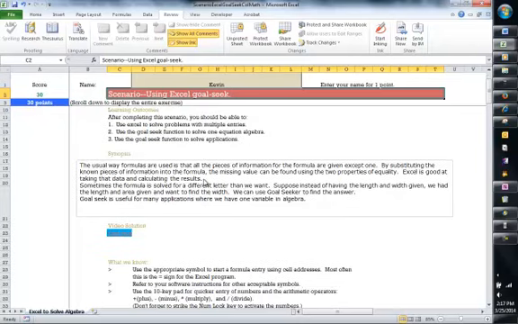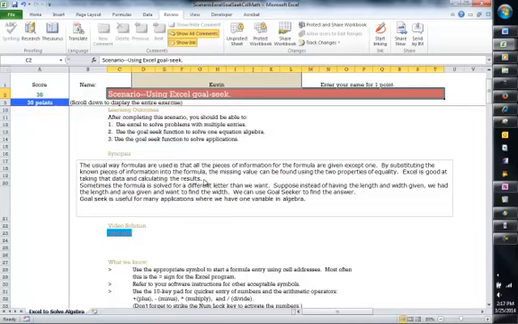The usual way formulas are used is that all the pieces of information in the formula are given except one. By substituting the known pieces of information into the formula, the missing value can be found using the two properties of equality. Excel is good at taking that data and calculating the results.